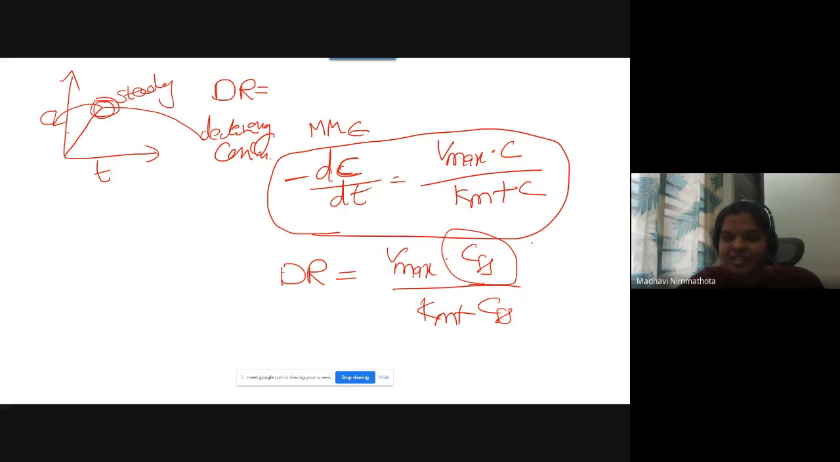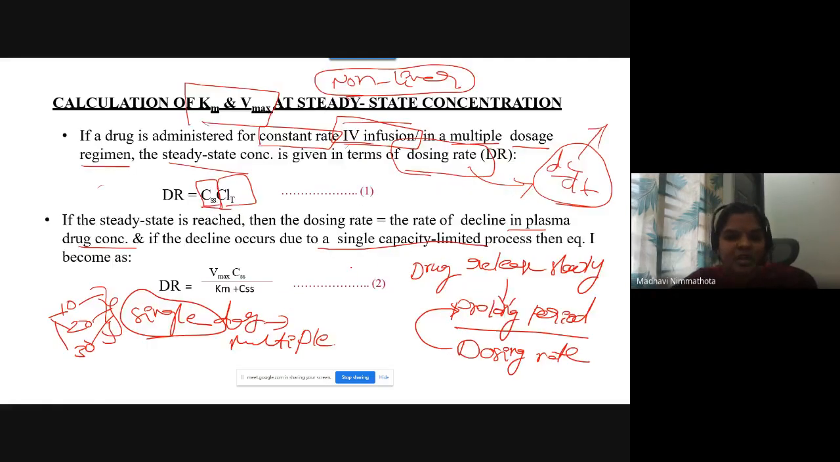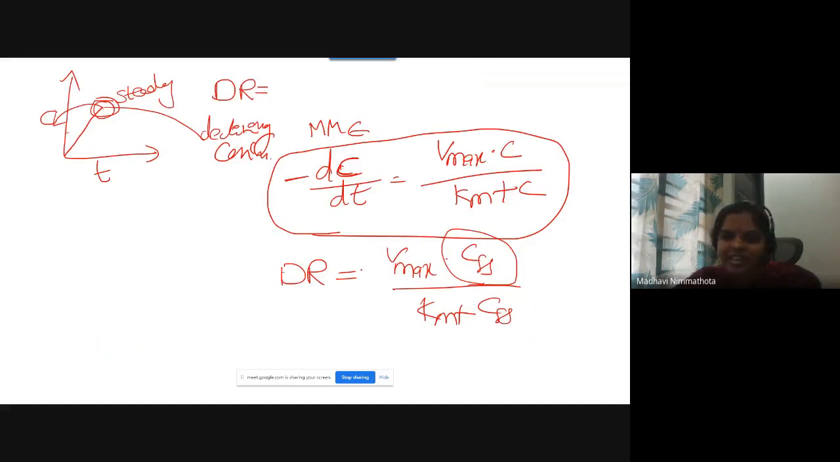So that's why instead of writing directly plasma drug concentration, you can write steady state plasma drug concentration. See, the equation is the same. DR is equal to Vmax into CSS divided by Km plus CSS. So first, before writing this equation, everyone has to write the standard Michaelis-Menten equation like this. Then you will be able to get this equation.